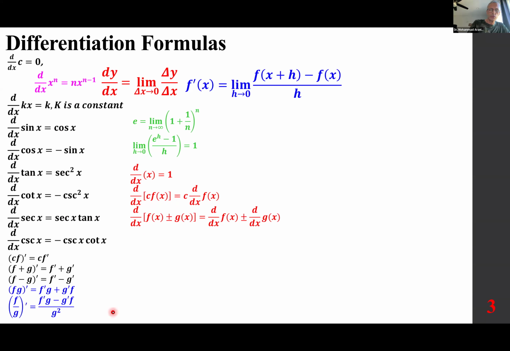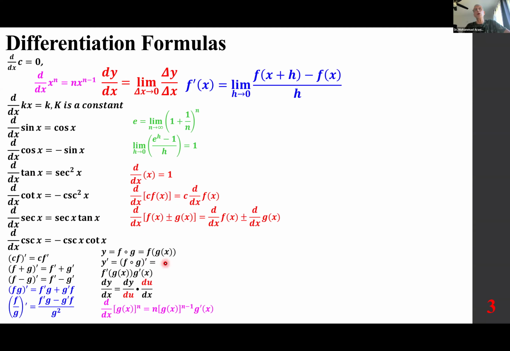Product and quotient rules. Y equals f of g, a composite function. Differentiation results in the chain rule: f prime of g of x times g prime of x, or dy dx is dy du times du dx. Therefore, the basic power rule becomes the extended power rule. The derivative of g of x to the power of n is n times g of x to the power of n minus 1 times g prime.